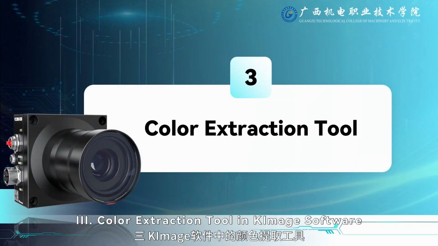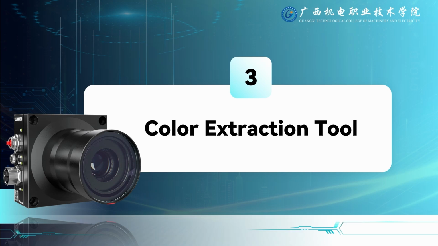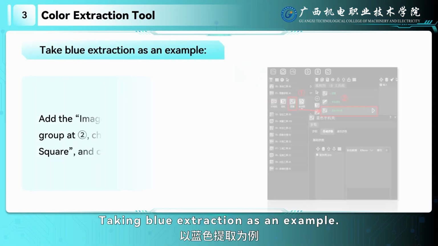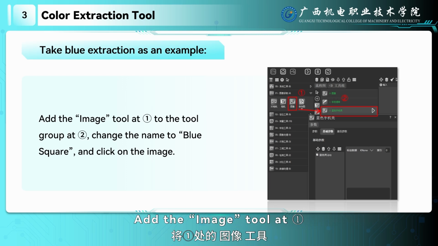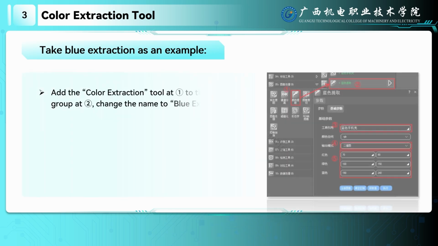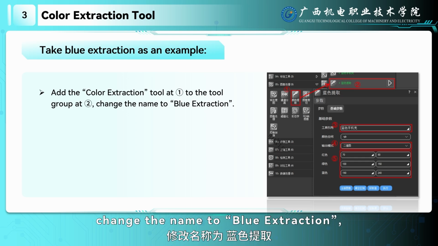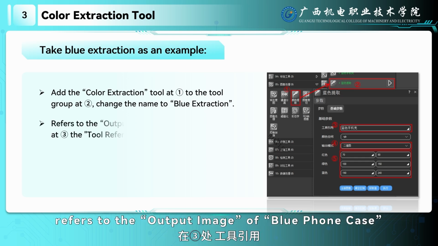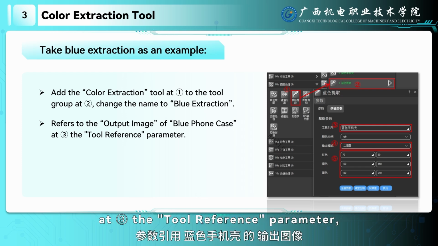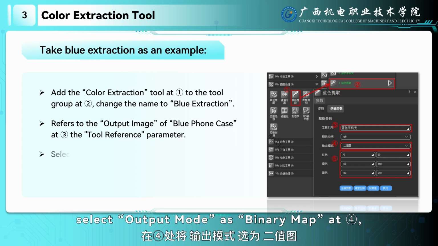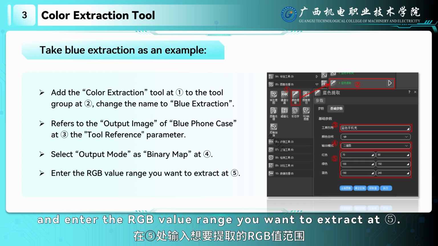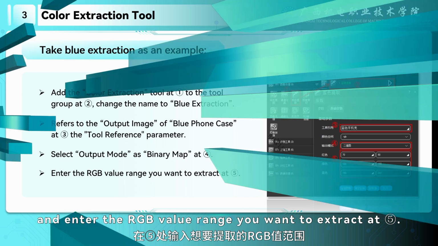3. Color extraction tool in K-image software. Taking blue extraction as an example, add the image tool at 1 to the tool group at 2, change the name to blue square, and click on the image. Add the color extraction tool at 1 to the tool group at 2. Change the name to blue extraction. Refer to the output image of the blue phone case at 3 as the tool reference parameter. Select output mode as binary map at 4 and enter the RGB value range you want to extract at 5.